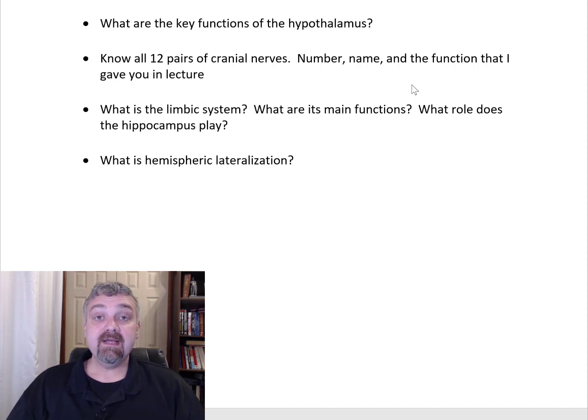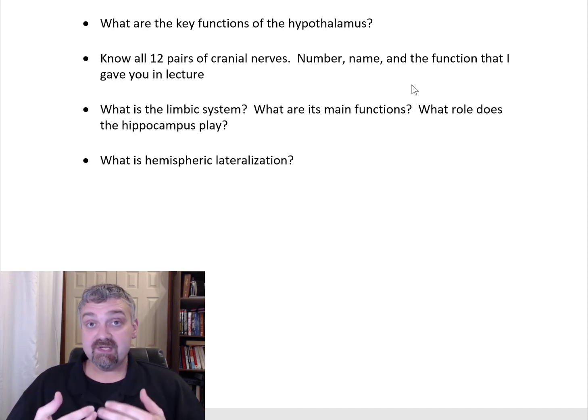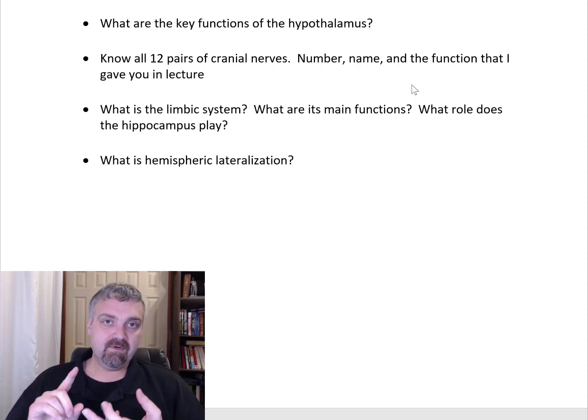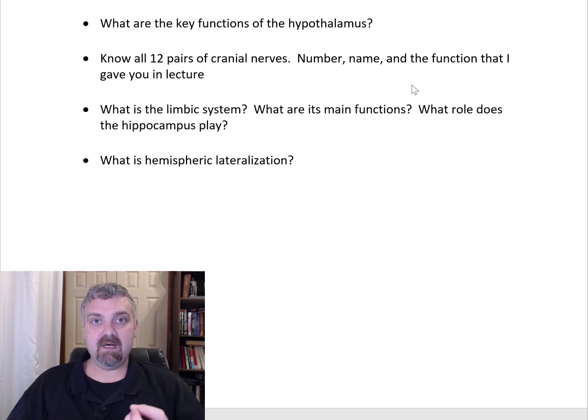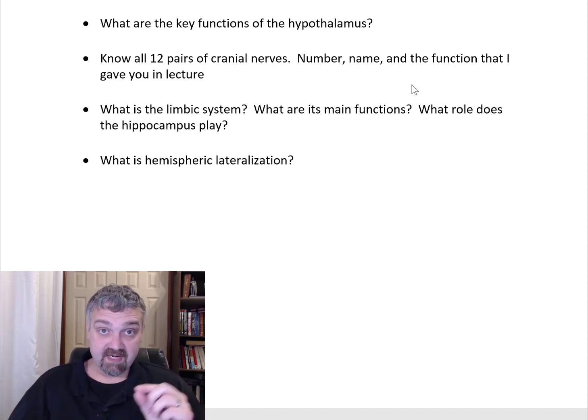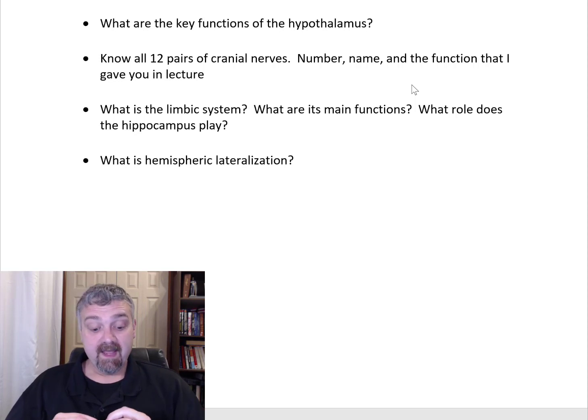7, your facial nerve, sensation to the anterior 2/3 of the tongue, motor to the muscles of facial expression. 8, vestibulocochlear, so vestibular, think balance, cochlear, think hearing. 9, glossopharyngeal, that's going to be a sensation to the posterior third of the tongue, so 7 and 9 work together to control the tongue. And then the muscles of swallowing, the muscles of the throat.